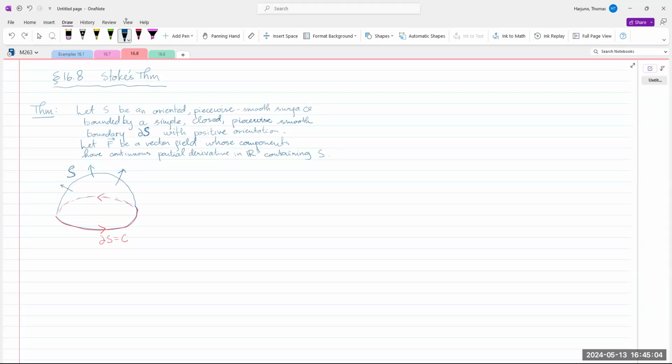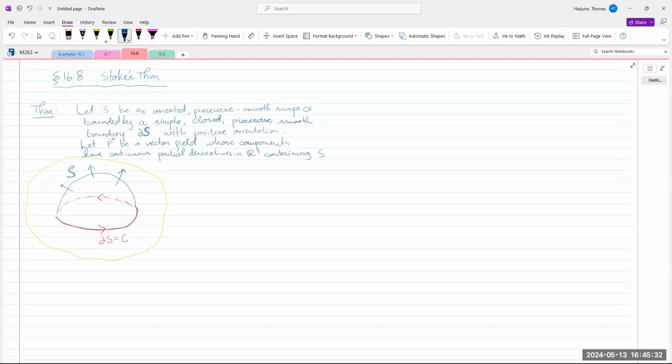And then the vector field that we have in R3 has continuous partial derivatives on the region containing that surface, including the boundary. Basically, when you do the partial derivatives, you don't get undefined.